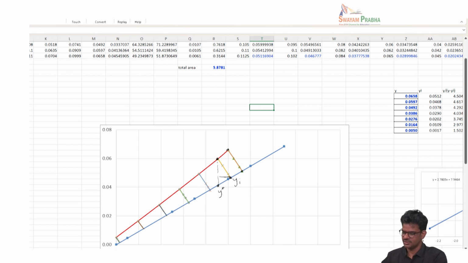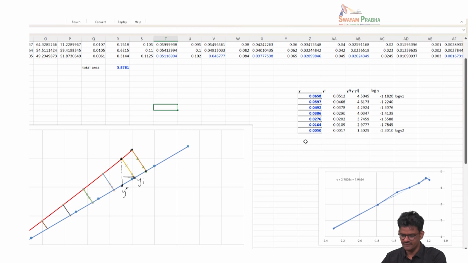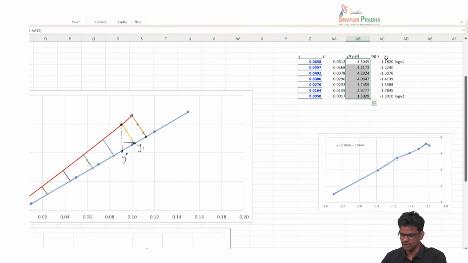Okay. So then you can see after that what I do is, for those y values, I correspondingly get the yi values from this plot, and I find y minus yi, that is this value. Okay. And I am basically plotting that as a function of log of y. Okay. And I will get this particular curve.